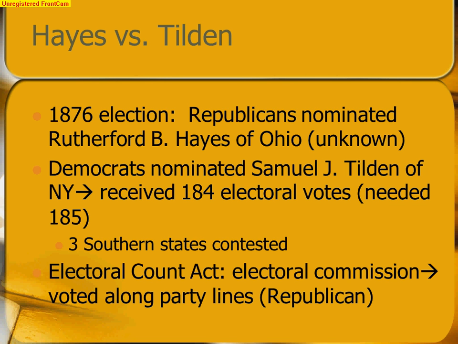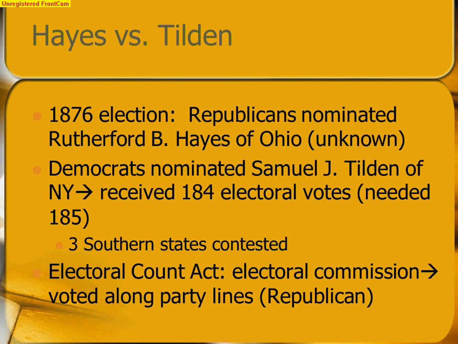Now, when the election was going on, this is still in that window of time when not all of the states have been fully reconstructed, meaning not all of the states have been completely returned back to power. It comes down to election night. Samuel J. Tilden received 184 electoral votes. Now, he literally needed 185 to win the presidency. So it comes down to one electoral vote.